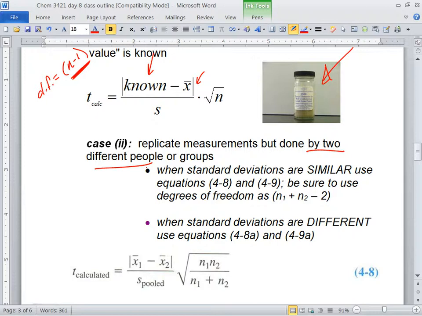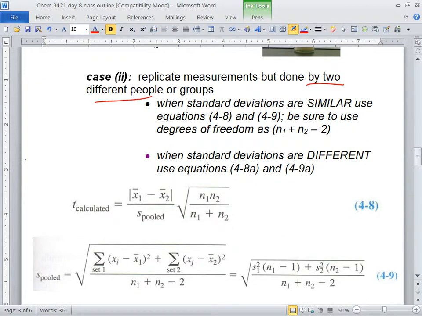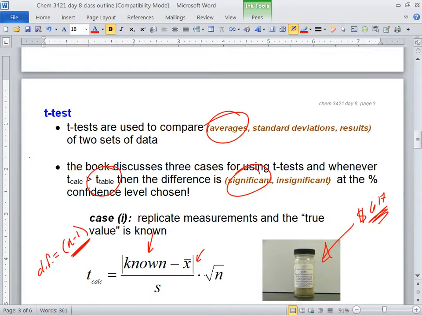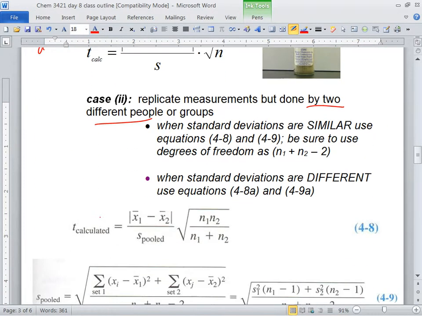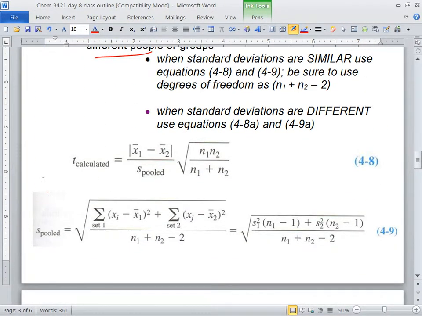When the standard deviations are similar, we use equations 4.8 and 4.9. So I guess we calculate their two standard deviations, and then we want to compare. Again, we want to see if T-calc is bigger than T-table, to see if their two averages agree or not. And look, this stuff is starting to get ugly, isn't it? You have to calculate an S pooled, and look at the equation for S pooled. But just remember what everything is, right?